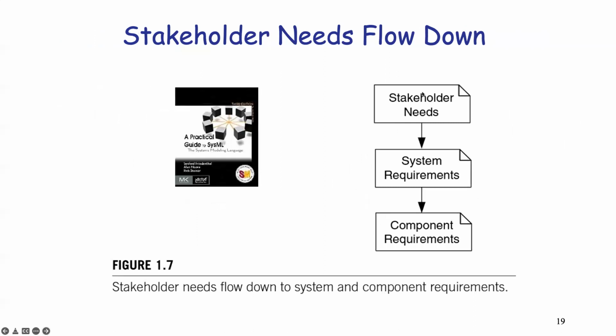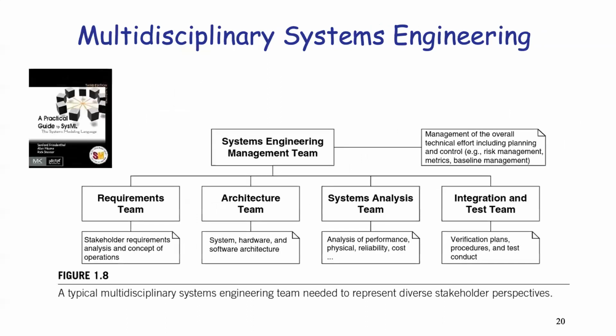So in terms of the flow, you start with the stakeholders' needs. From that, you have the information to do the system requirements, and then you could start to push down to lower levels for component requirements. And system engineering is a multidisciplinary problem that requires a lot of different things to happen in parallel.